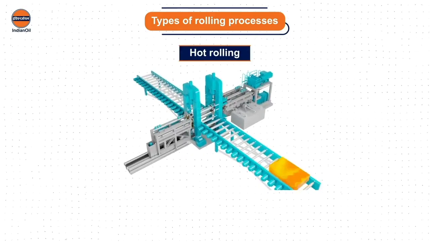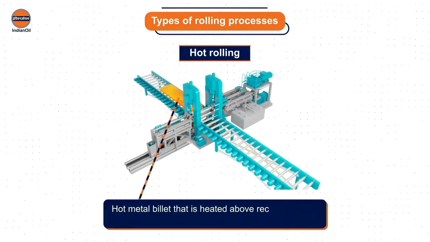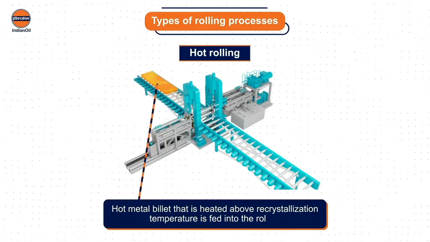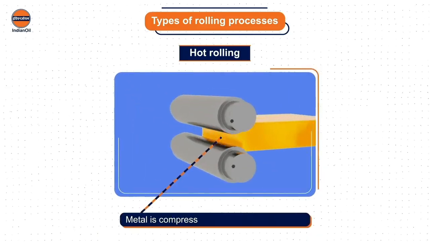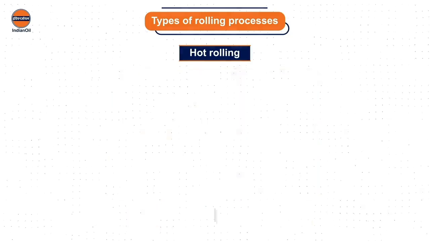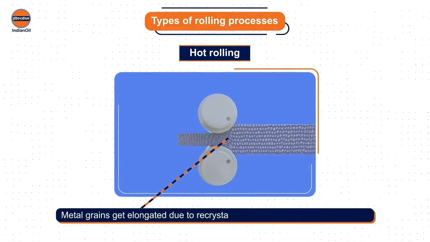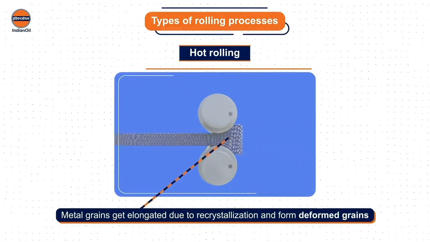In hot rolling, the hot metal billet that is heated above recrystallization temperature is fed into the rollers. This way, the metal is compressed to the desired thickness. While rolling, the metal grains get elongated due to recrystallization and form deformed grains.